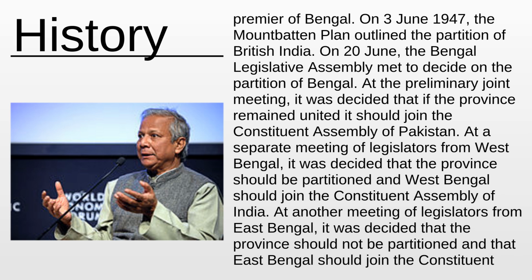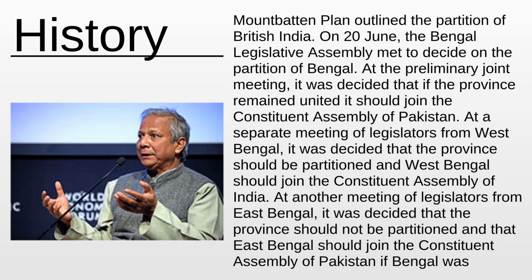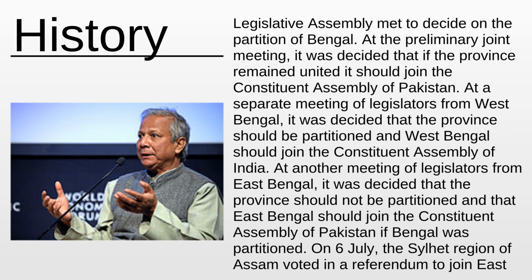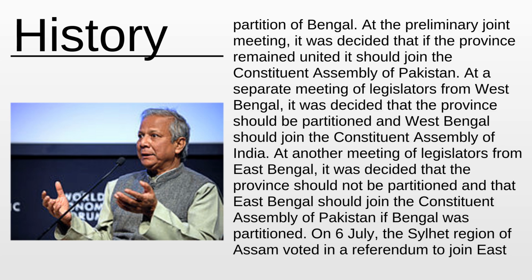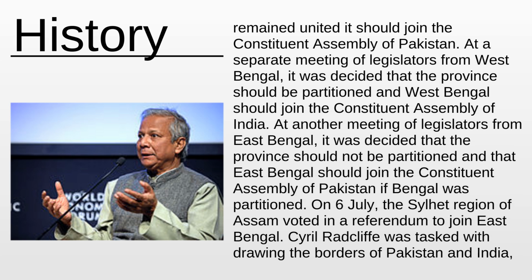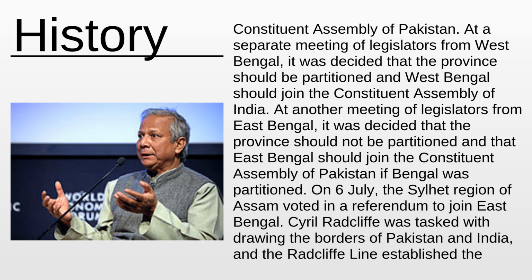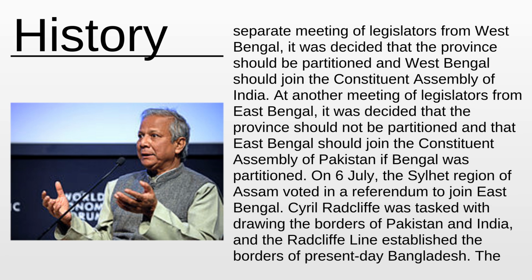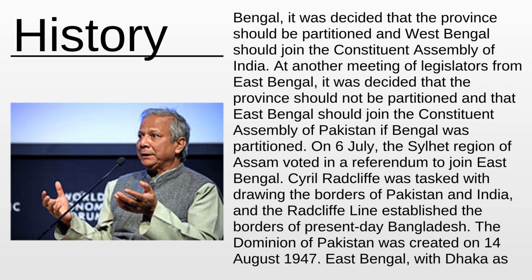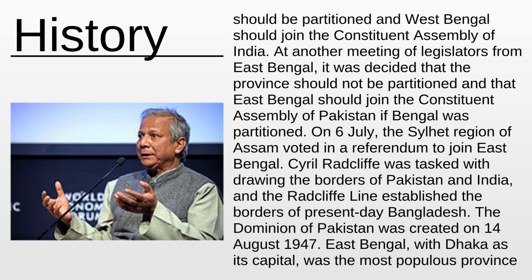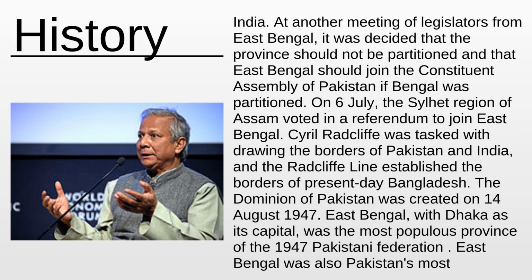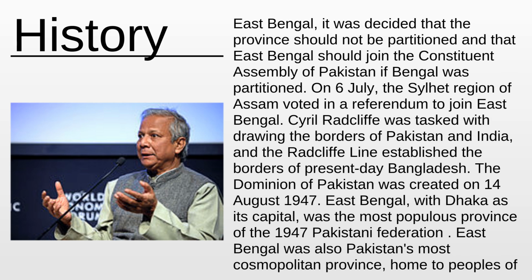On 20 June, the Bengal Legislative Assembly met to decide on the partition of Bengal. At the preliminary joint meeting, it was decided that if the province remained united it should join the Constituent Assembly of Pakistan. At a separate meeting of legislators from West Bengal, it was decided that the province should be partitioned and West Bengal should join the Constituent Assembly of India. At another meeting of legislators from East Bengal, it was decided that the province should not be partitioned and that East Bengal should join the Constituent Assembly of Pakistan if Bengal was partitioned.